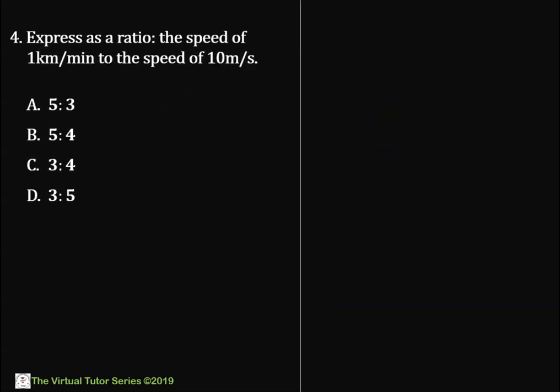Question 4. Express as a ratio the speed of 1 kilometer per minute to the speed of 10 meters per second. Solution. We are to express 1 kilometer per minute as a ratio of 10 meters per second. To do this, we need to have both speeds in the same unit. So, let's convert 1 kilometer per minute to meters per second.